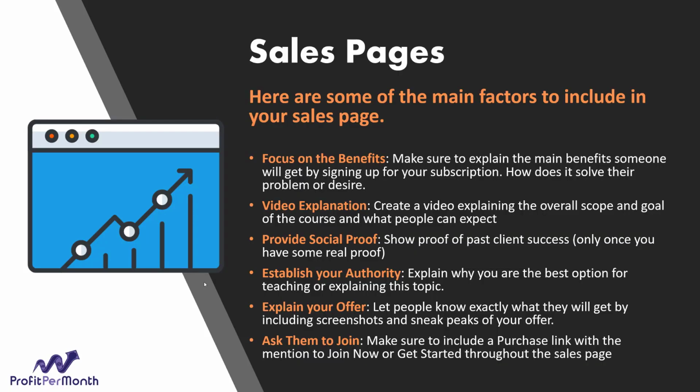And of course, your sales page. In order to get people to buy from all of those different channels, you have to have a nice sales page. So now that we've gotten to this point, here are some of the main factors to include in your sales page. Firstly, focus on the benefits. Make sure to explain the main benefits someone will get by signing up for your subscription. What problem does it solve, and how does it solve their problem or desire? Make it very clear that whatever problem you're having, this and only this is how you're going to be able to solve your problem.